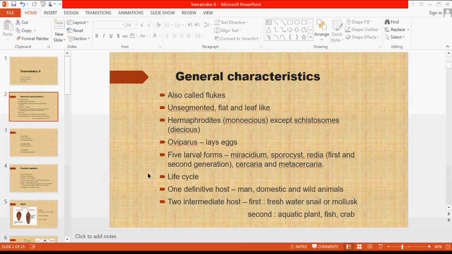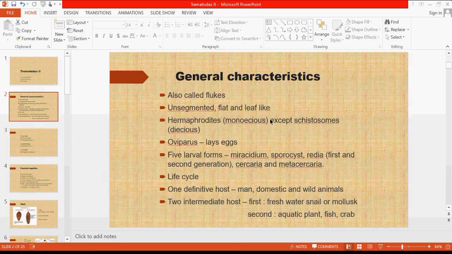Then the second intermediate host will depend upon which parasite is there. It will change. A majority of them have aquatic plants as the second intermediate host. So the aquatic plants, or the freshwater fish, or the crabs will be the second intermediate host. So again, these general characteristics you must remember.